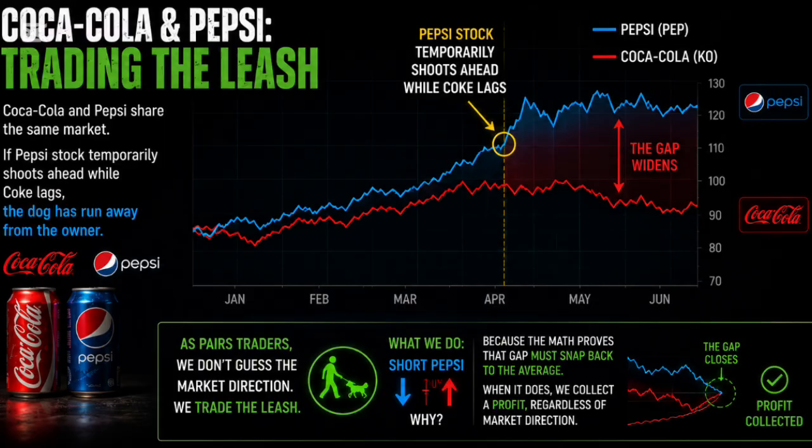In this case, the dog must always come back to its owner. Even if the dog has wandered very far away from the owner, it will always come back, because the relationship between the dog and the owner is co-integration. It will always snap back. When it does snap back, we call it converge. When it does, we take our profit. That is when we make profit.